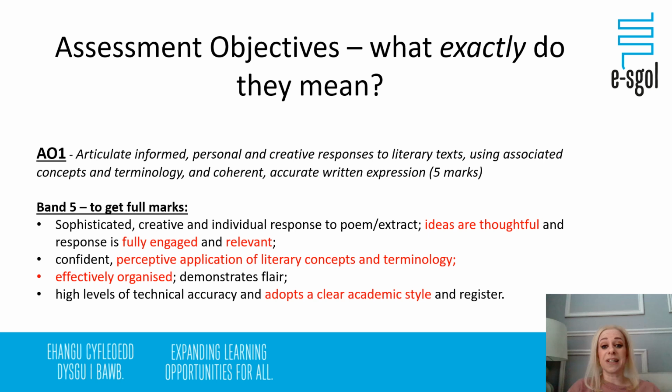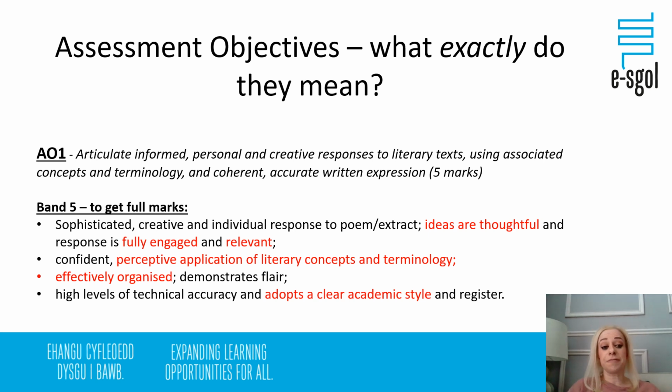So that AO1 has 3 facets to it. It's your ability to write an articulate, creative response to the poem. It's your ability to use correct terminology, and it is your ability to write in a coherent and accurate way. Now let's have a little look at the Band 5 descriptors. What is it we actually need to do to get full marks for this assessment objective?